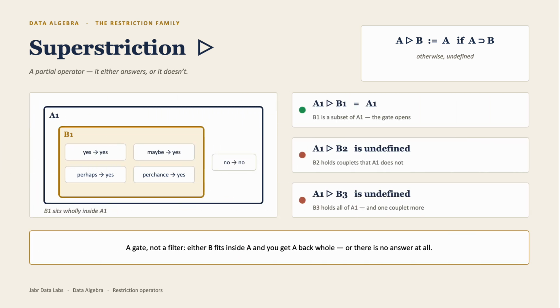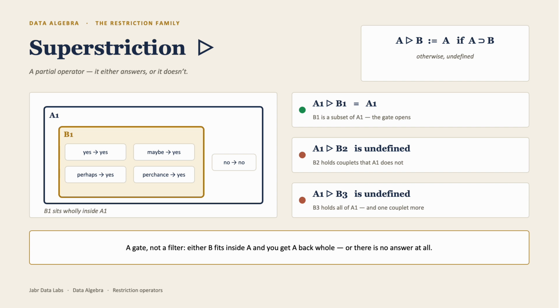Superstriction is the first operator the algebra adds that isn't inherited from set theory, and it behaves unlike anything in SQL. Written with a right-pointing triangle, it takes two relations and asks a single question. Does everything in B also appear in A? If B is a subset of A, then the operator hands back A, whole and unchanged. If it doesn't, there is no result at all.